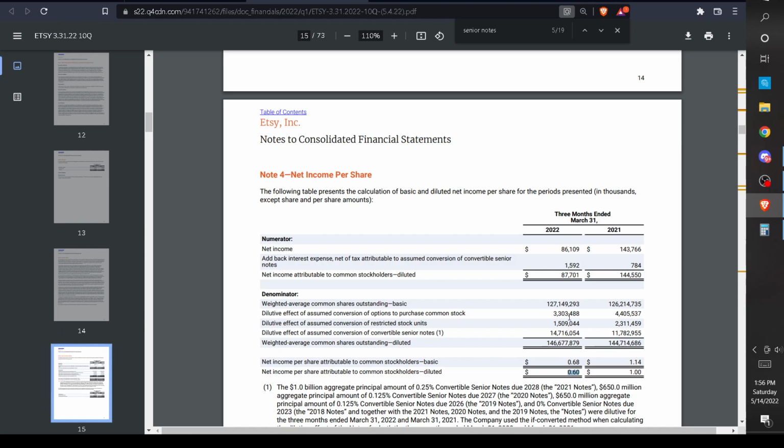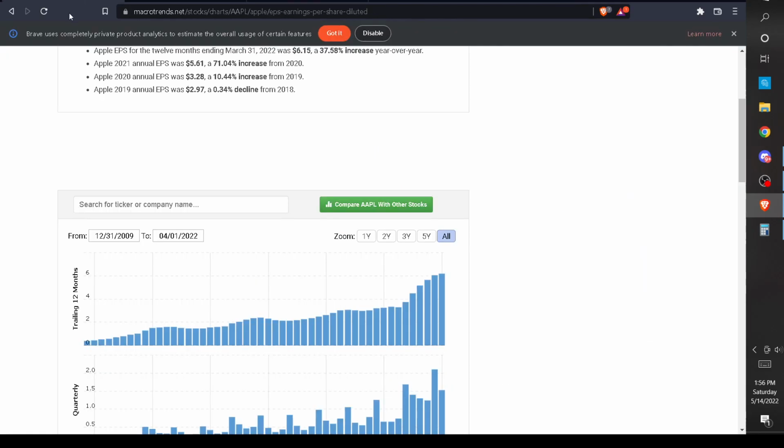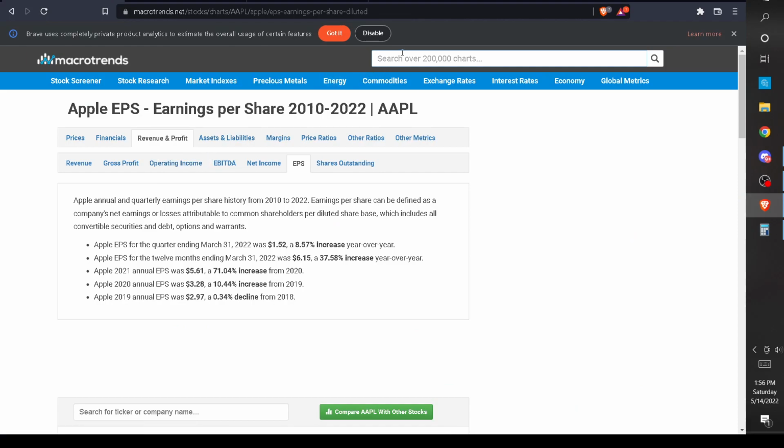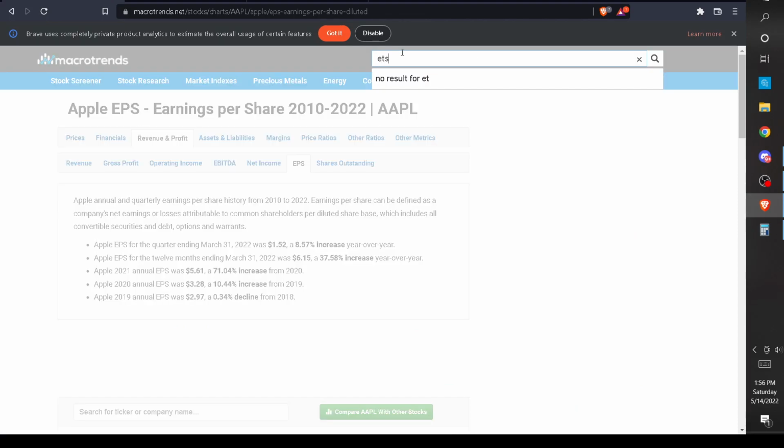So now how do we actually use this? When we calculate PE ratios, we take the most recent 4 quarters of this earnings per share, and then we calculate the 12-month earnings per share. So now what we can do is go right here. We could go on this Macro Trends website. We could look up Etsy.